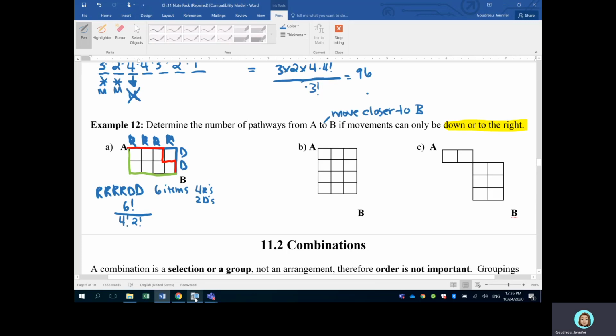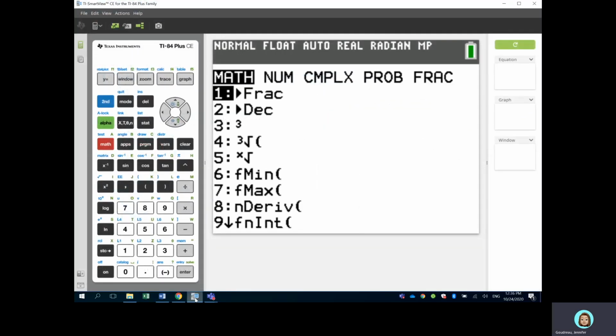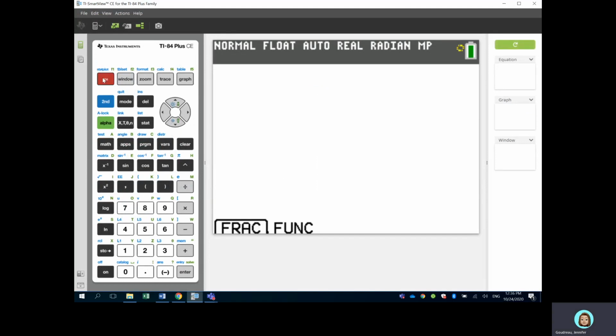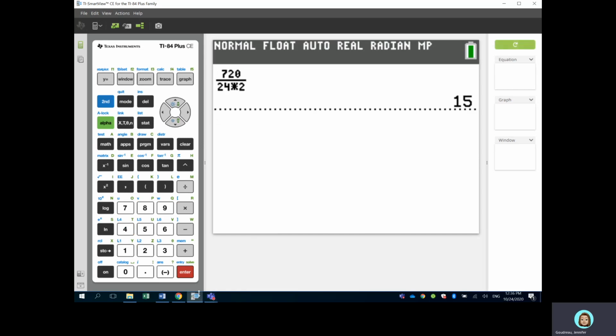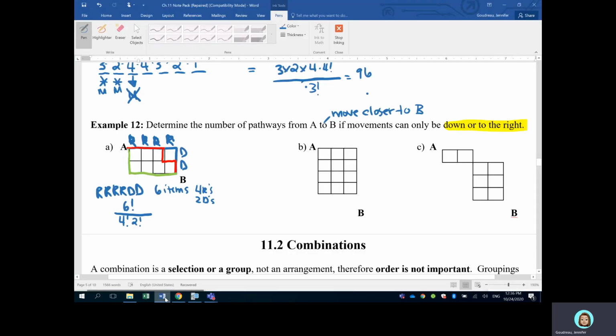So from here, we can go ahead and put this into the calculator. Let's hit our alpha button and our y equals to get it in that fraction form. 720 is 6 factorial. In the bottom, 4 factorial is 24 times the 2 factorial is 2, and we get 15. So what that means is there are 15 paths from A to B. Let's look at part B.